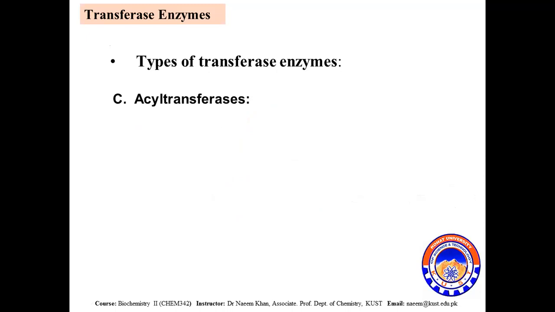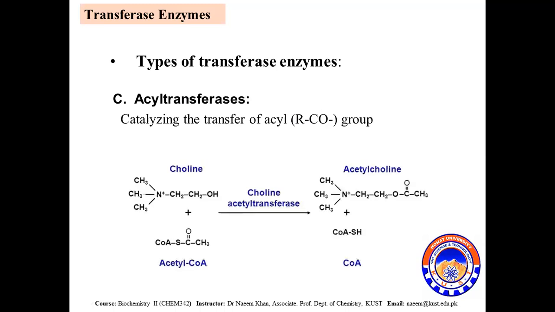Another type of transferase enzyme is the acyltransferases, acting on the acyl group. This is an alkyl carbonyl group link, and this is called an acyl group. It may be acetyl if this R is CH3. These are the transferase enzymes which catalyze the transfer of the acyl group. So if an acyl group from one substrate is transferred to another one, such enzymes are called acyltransferases. For example, see this reaction.